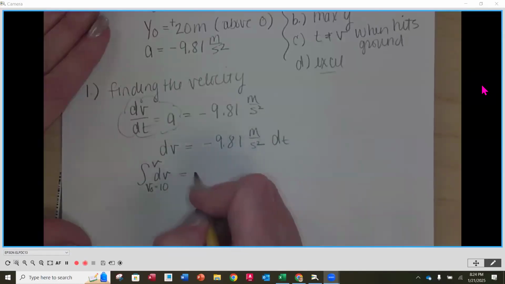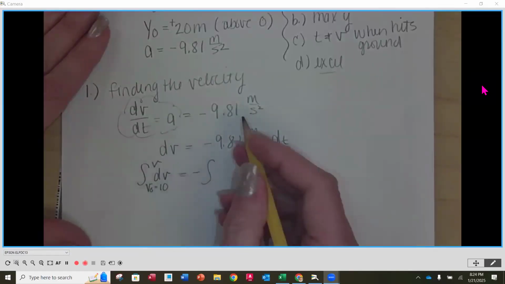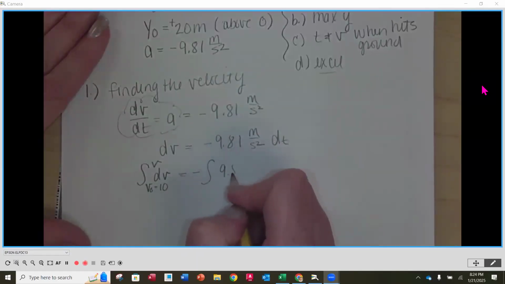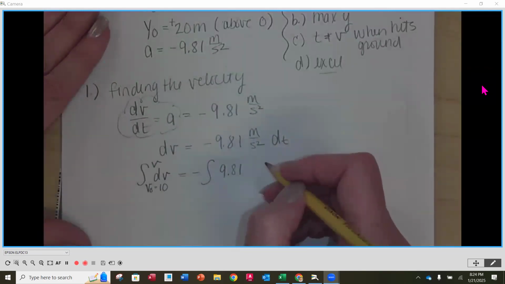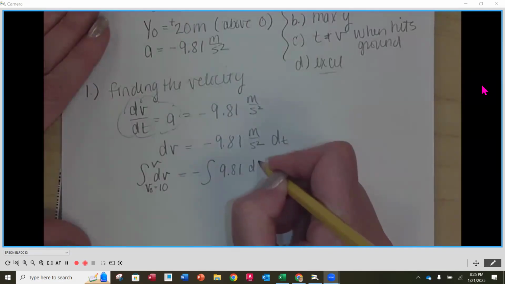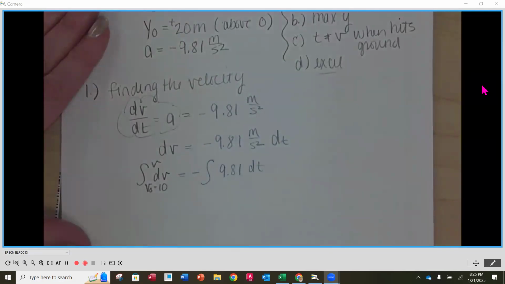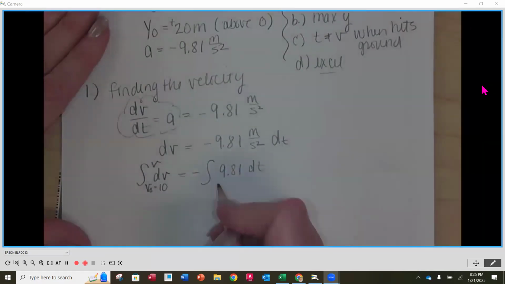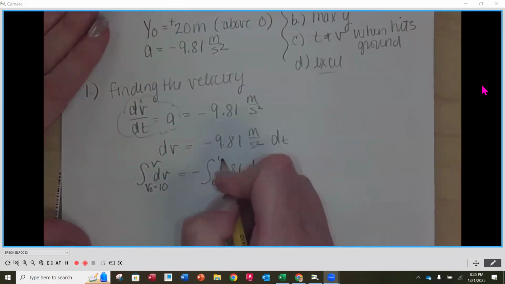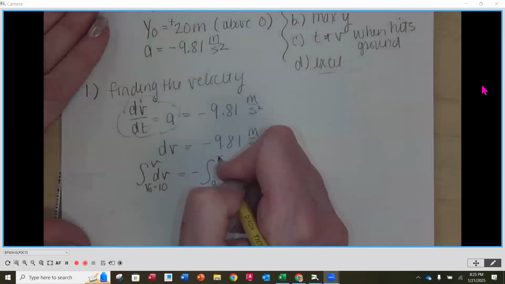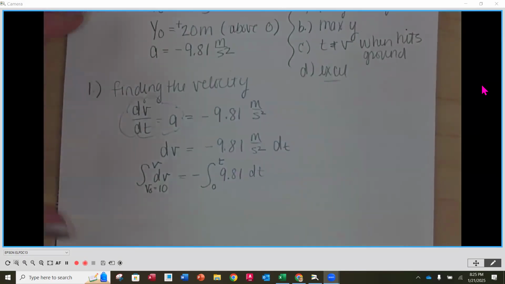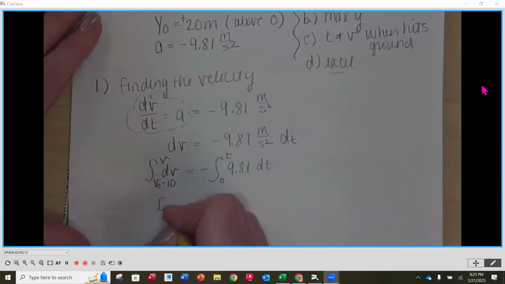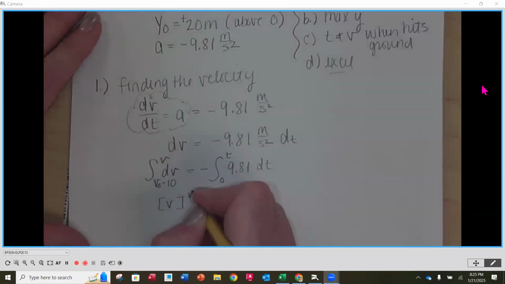It's going to be equal to, we're going to put the negative out front here, and then we're going to integrate the 9.81. Again, we're going to drop the units while we're in the problem here. And then with relationship to time, we're going to start out at a time of 0, and then go up to t for the limits.